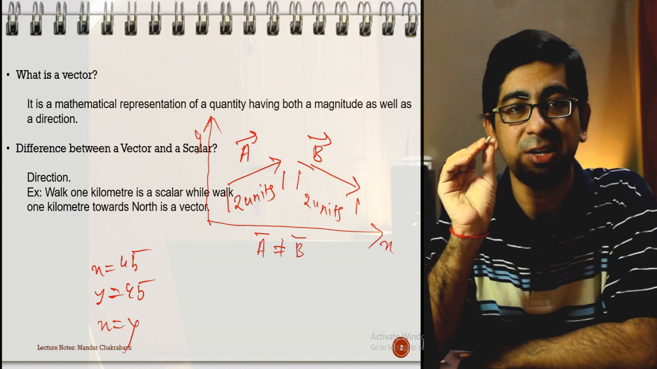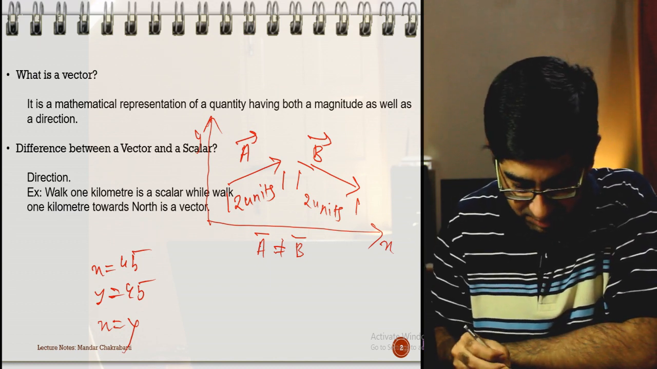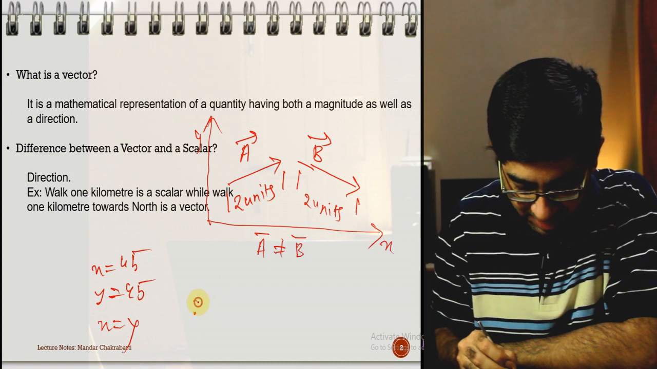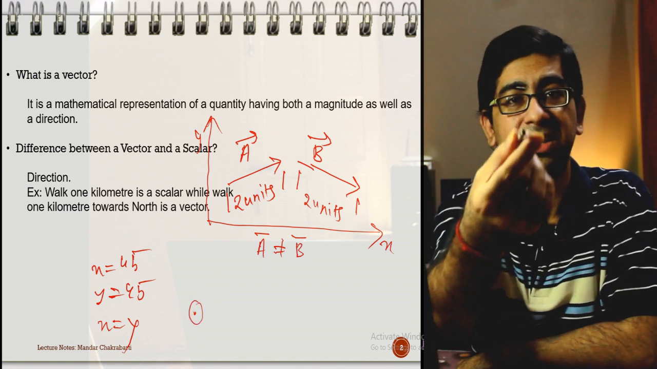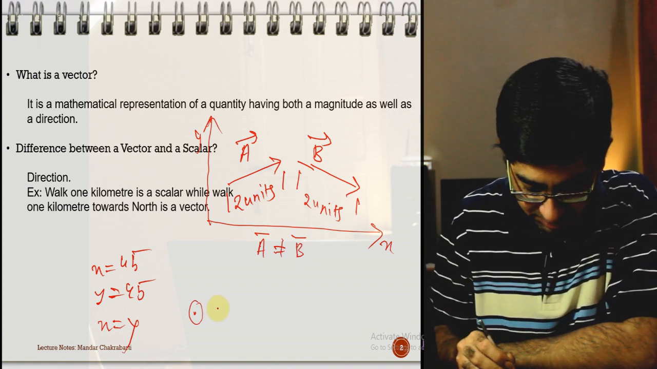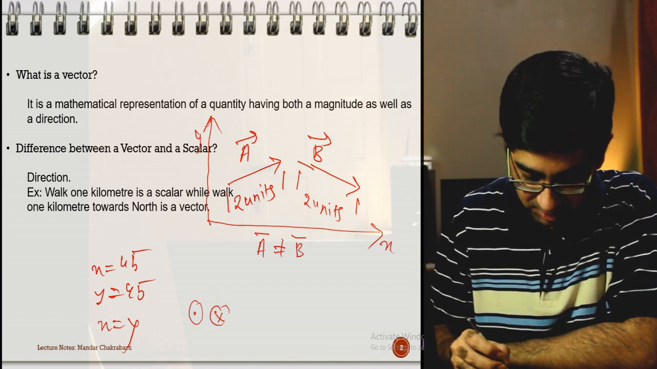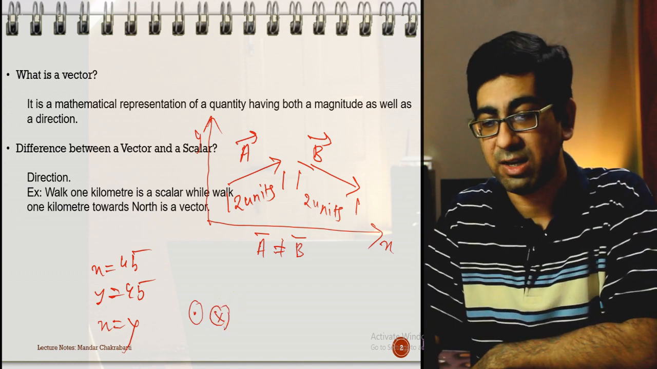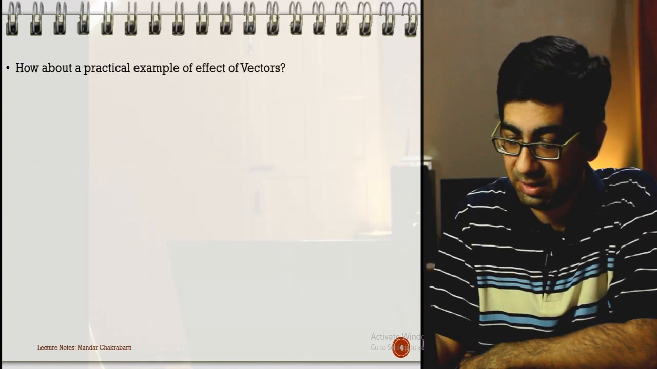So if this vector were to be coming out of the screen towards you, then by convention we represent that by a dot. And conversely, if the vector were to be entering into the screen, then we represent that by a cross like this. Alright, now what about a practical example of a vector?